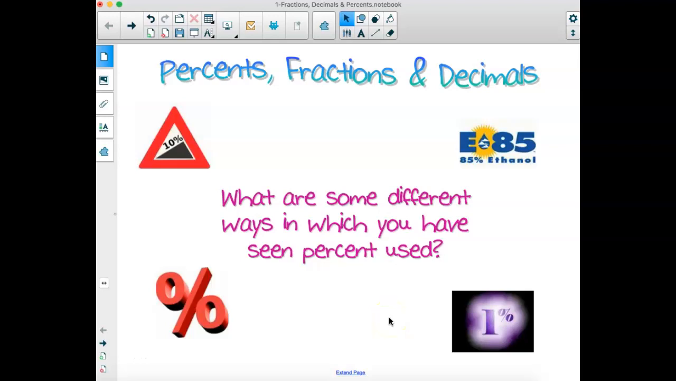Hi everyone. We are going to start the next unit, which is all about percents. And today we're going to just talk about how to convert fractions, decimals, and percents. We're going to use your calculators.